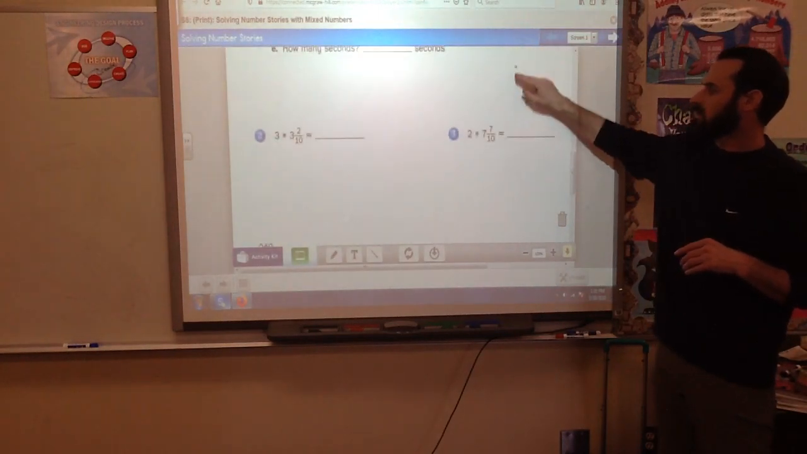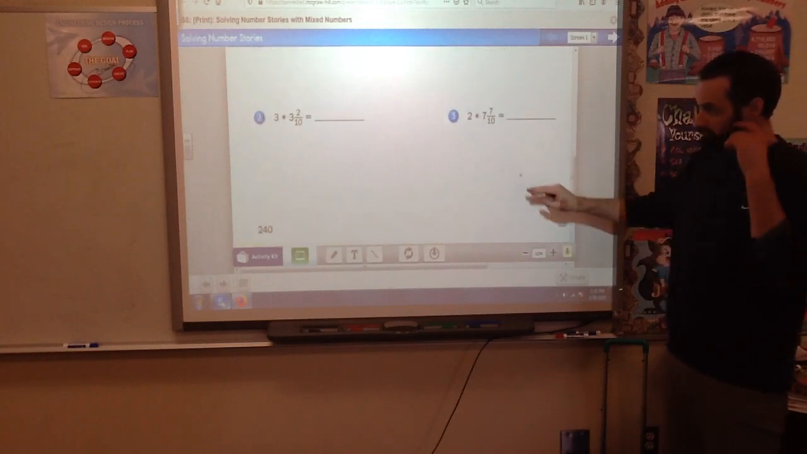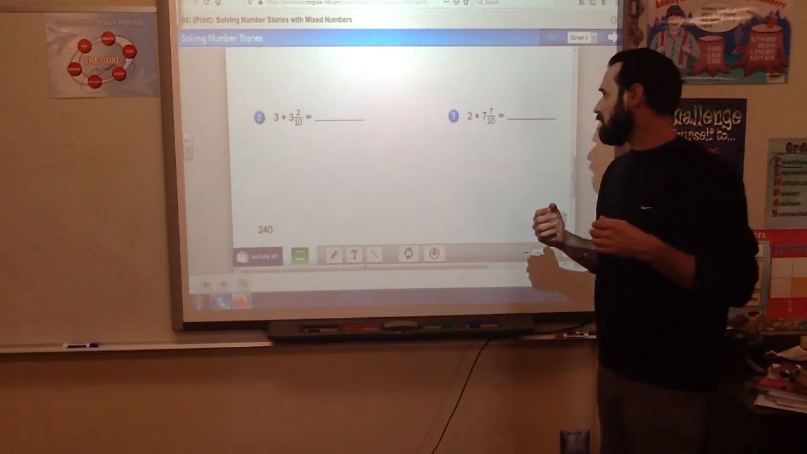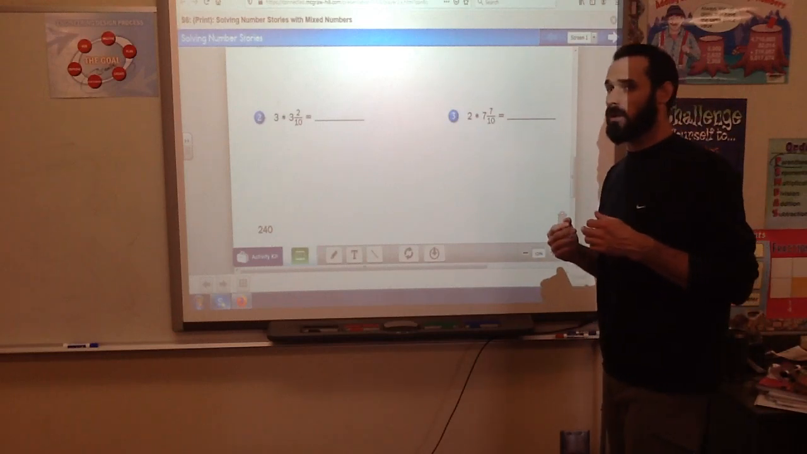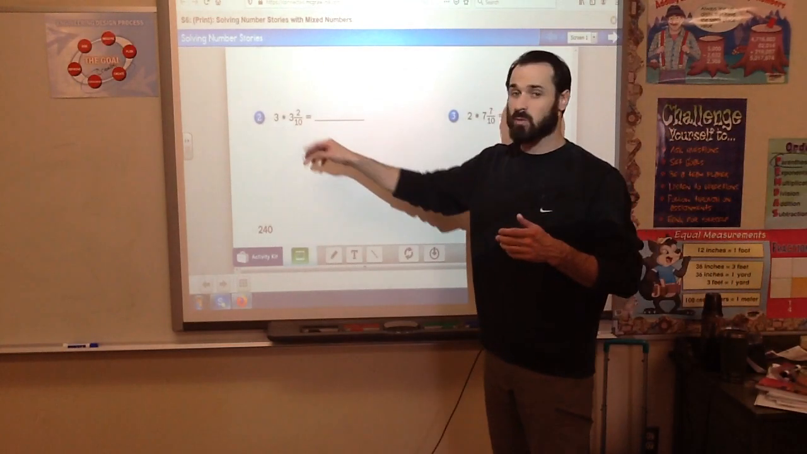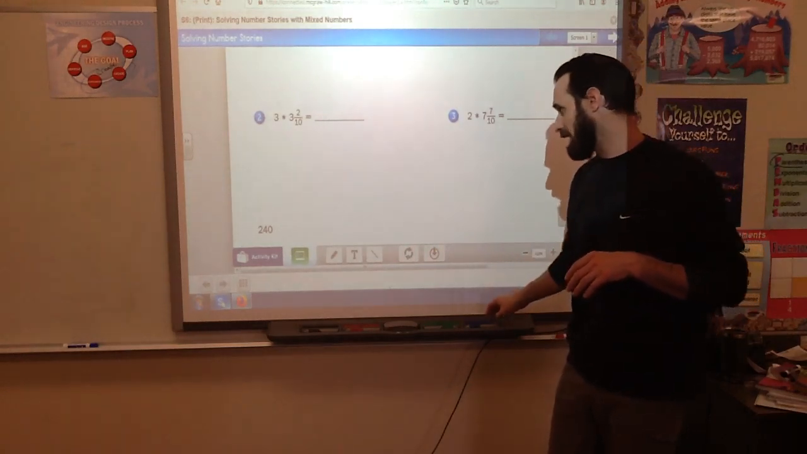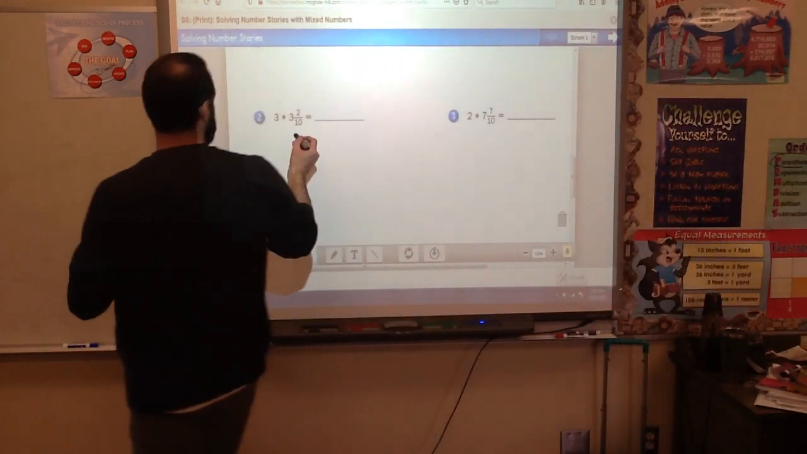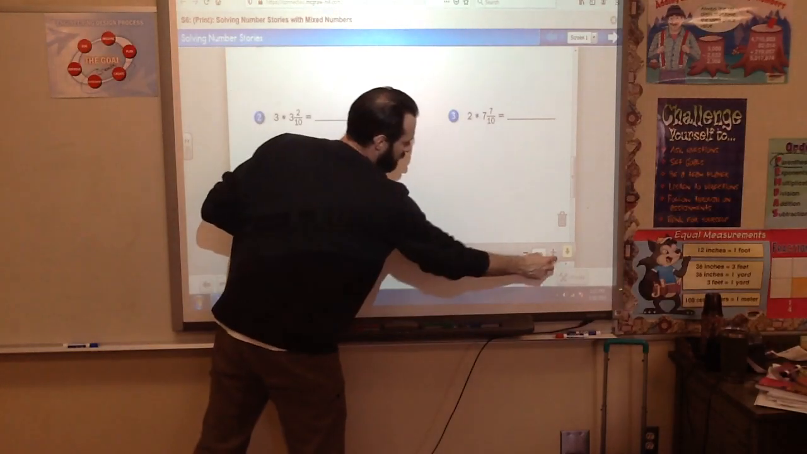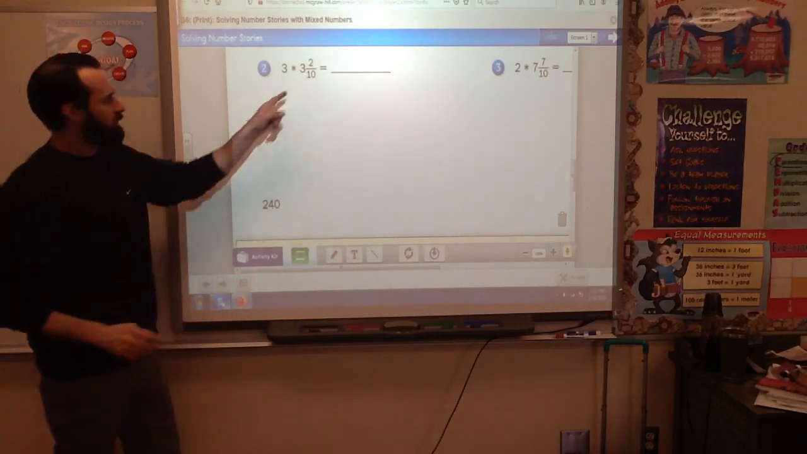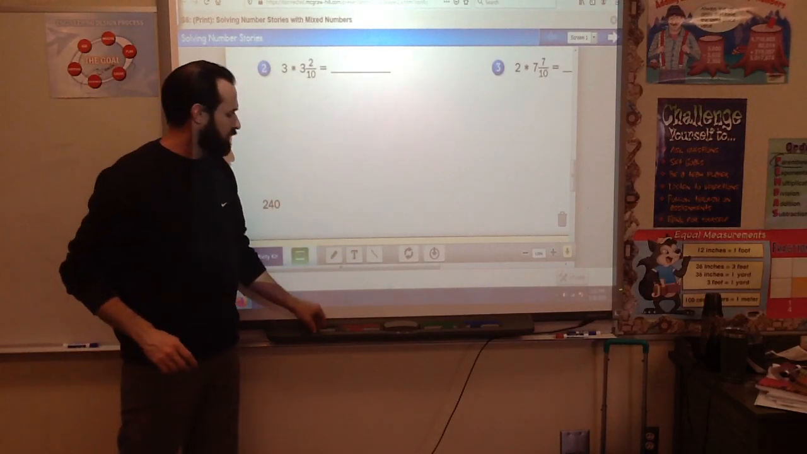So now we're looking at these two. And I'm going to work through each of them the ways that I showed you. On this one we're going to put that back into an improper fraction. So the first thing we need to do is turn, I'm going to make them a little bit bigger just for this section so that you can see them a little bit better. We got to turn 3 2/10 back into an improper fraction.